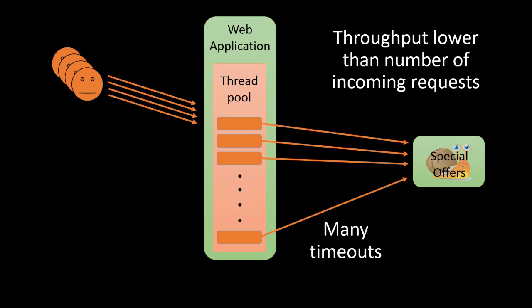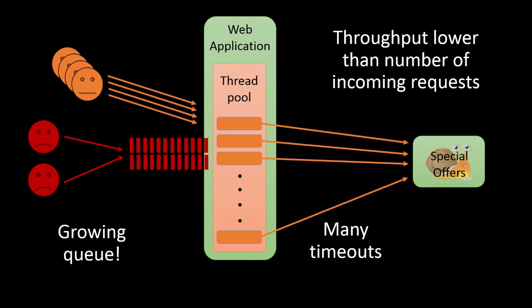The throughput becomes lower than the number of incoming requests. Say that we could handle 30 requests per second, but we have 40 requests per second incoming. Then we can't keep up with the load. We'll just get an increased queue of requests, which keeps growing and growing because we can't keep up with the number of incoming requests.